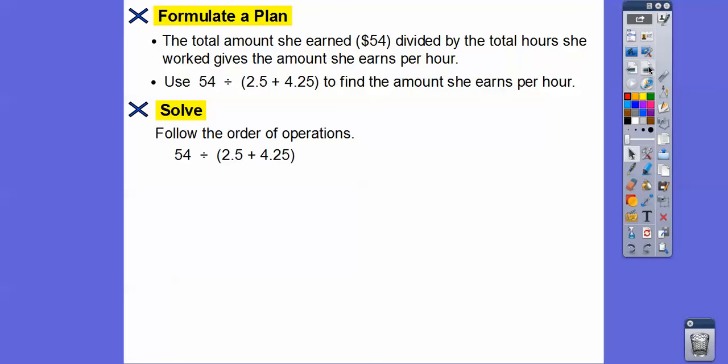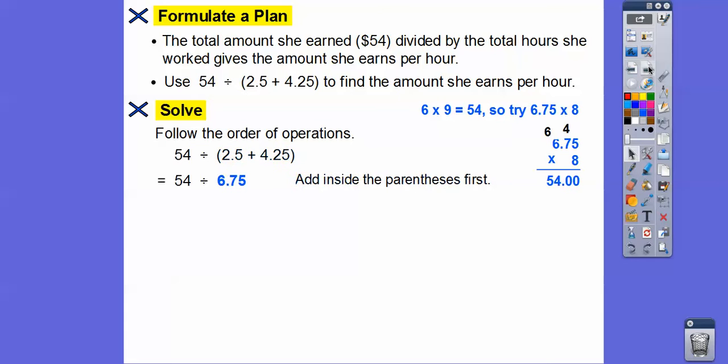We're going to follow the order of operations, do the parentheses first. So 2.5 plus 4.25 is 6.75, and then we're going to go ahead and divide. Now I didn't do long division here, so I do know that 6 times 9 equals 54, so since we're multiplying by 6.75 instead of 6, let's try 6.75 times 8 and see where that gets us. And if it gets us exactly 54, here it does, then that tells us that she got $8 an hour, okay?